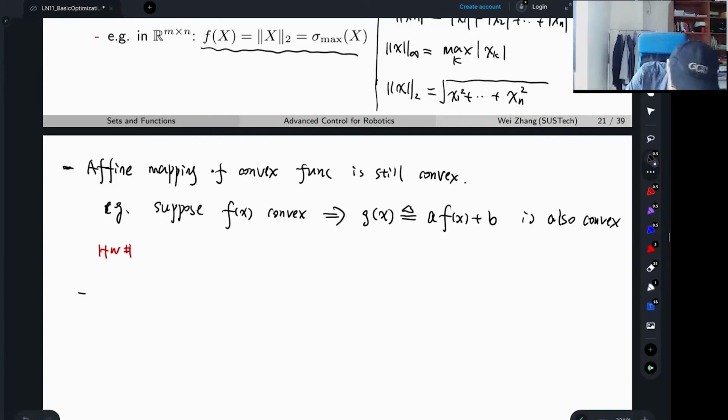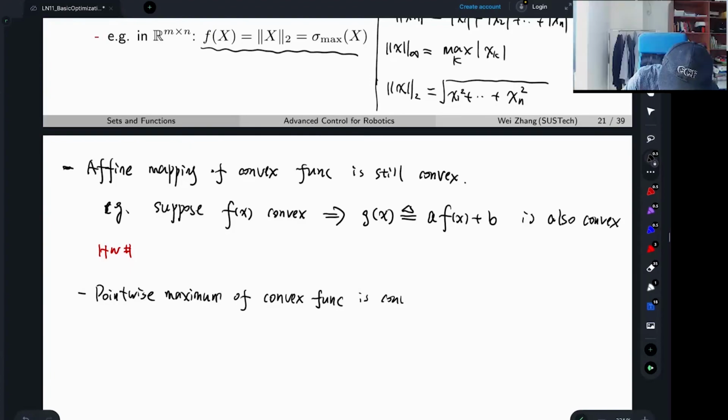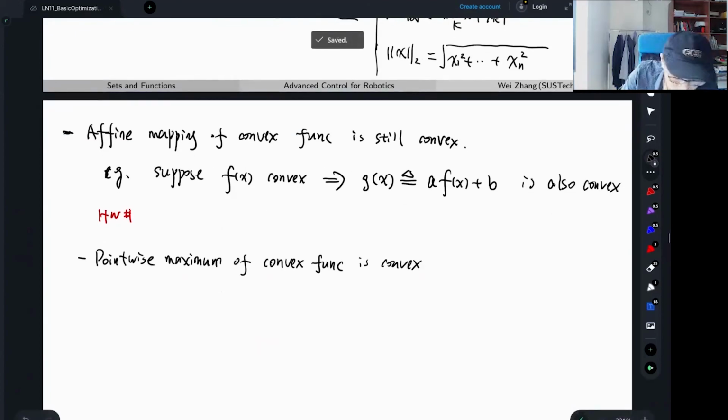Okay. Another fact that is pretty important is called the pointwise maximum of convex functions is still convex. There are many facts. I only mention the ones that are particularly useful. Maybe we'll use them later in this class, or I think it's pretty useful for solving control problems, not in general optimization problems.